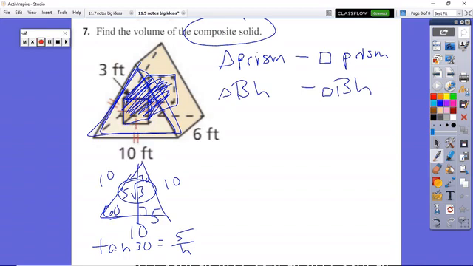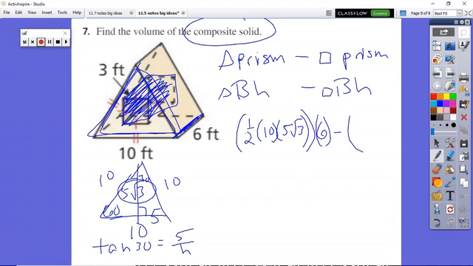So for this one, the area of the base is 1/2, 10, then my height was 5 roots of 3. The height of this thing was right here, 6. Subtracting the area of the square, 3 by 3. So this one is 3 by 3. And then how tall is it? It's also 6. And just remember, your height is your distance between your bases.